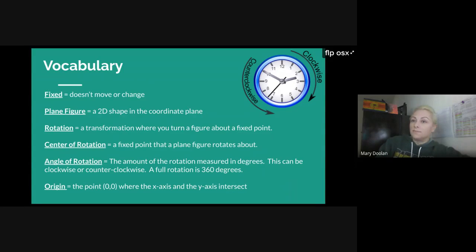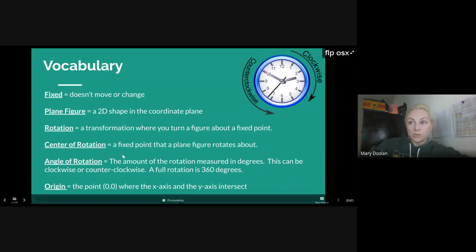negative degrees. And then when we talk about the origin, we're talking about the point 0, 0. Okay, and this is the typical point of rotation we're working with, where the x-axis and the y-axis intersect. That is called the origin. It's the origin of the coordinate plane.